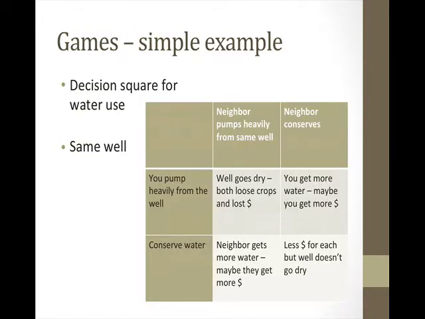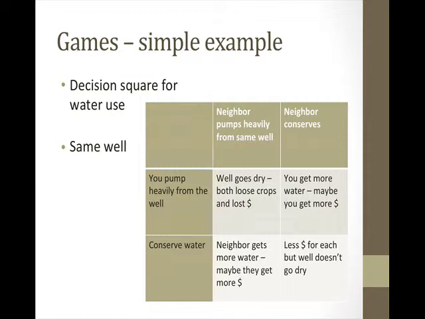So here's an example of a natural resource problem that you might face with your neighbor. You share the same well, and you're using a lot of water, and you might run dry. So you decide whether you're going to pump heavily from the well or conserve water. Your neighbor has the same choice. You don't really know what he's doing. You don't have a gauge on his, and you can't really force him to do whatever he says he's going to do. He could just change his mind.